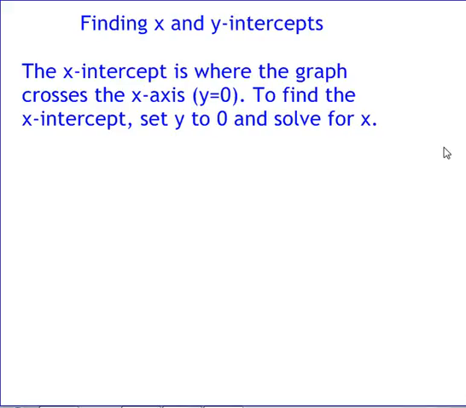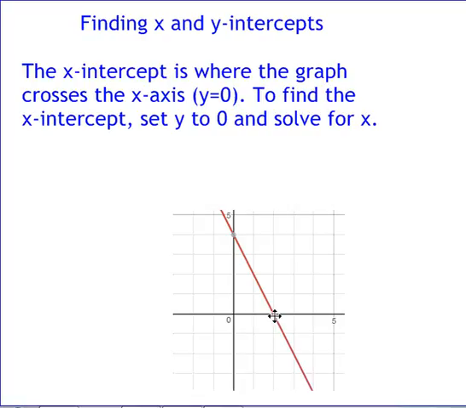This video looks at finding the x and y intercepts of linear relations. The x intercept is where the graph crosses the x axis. So if we look at this graph here, here's the x axis. The graph crosses the x axis right at this point right here. So that would be the x intercept.